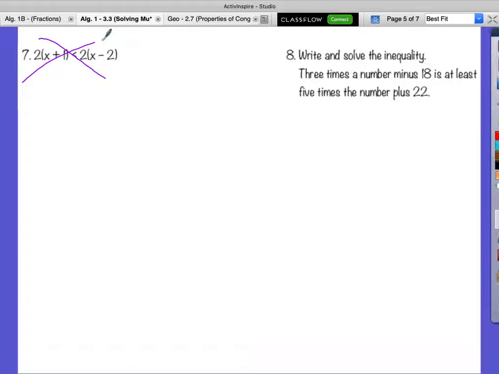Okay? Somebody want to help me with this first part? 3 times the number. Okay, Ray? 3x. Okay, cool. 3 times the number minus 18. So 3x subtract 18. Is at least. Which symbol? Not less than or equal to. Greater than or equal to. Because we're saying that the lowest amount can be what's on the right. That's the lowest it can be. The left can be greater than that.